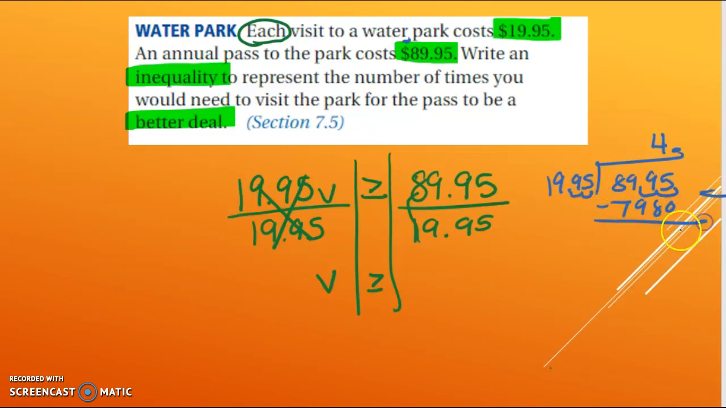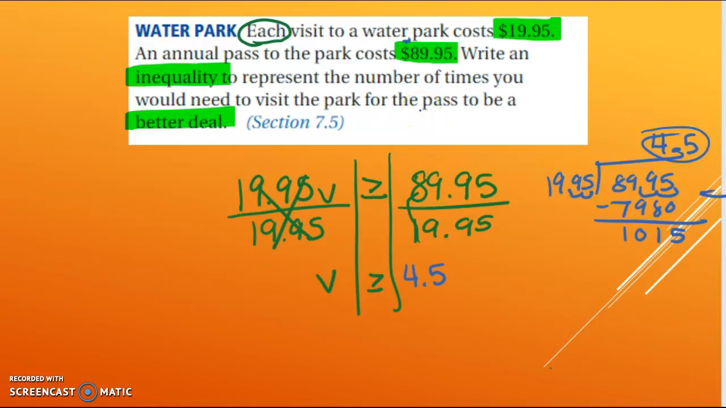7,980. We subtract, we have 5, 1, and then this is going to be a 0. That's going to be 1. So we have 1,015. And then you see how many times 1,995 goes into 1,015, which is about 5 times. And that, as far as I would make you go, because you have an answer there. So you could say that v is greater than or equal to 4.5. So what that means is, after 4.5 times, to represent the number of times.